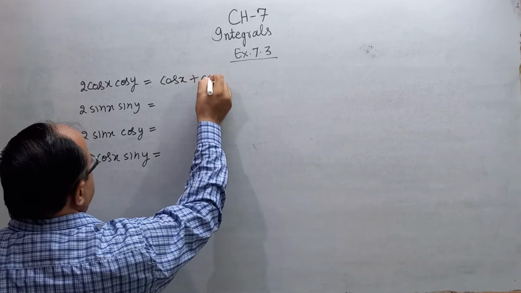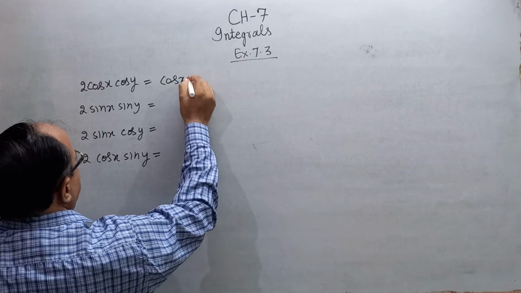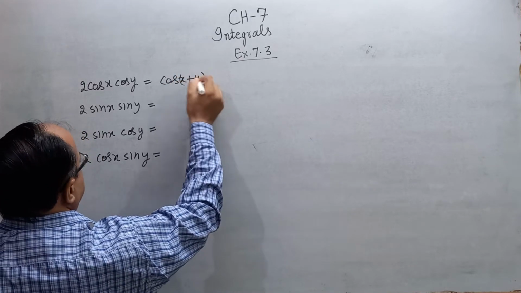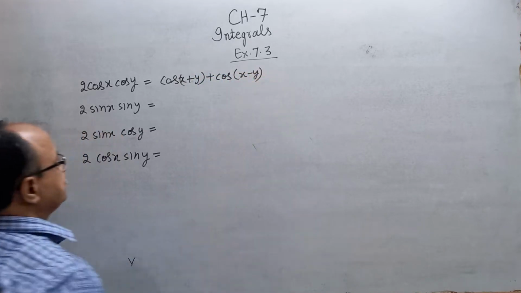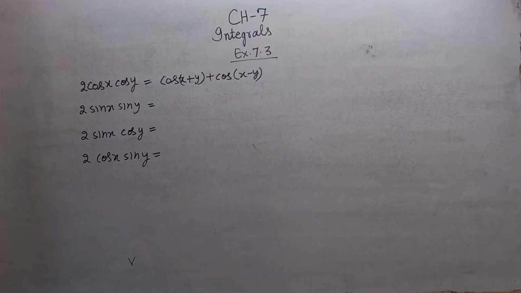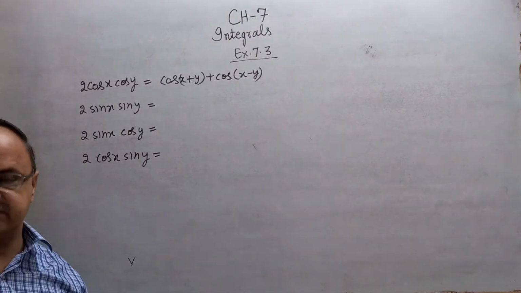Cos x plus y plus cos x minus y. Formula to cos x cos y: cos x plus y plus cos x minus y. Correct?